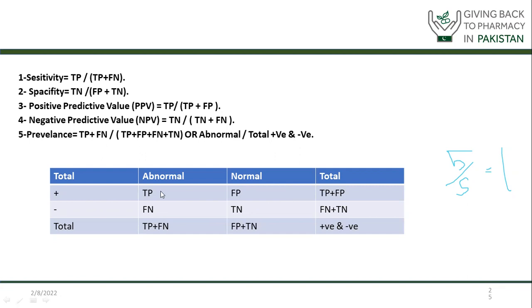And from here we can find out the sensitivity. From the sensitivity point of view, we take the true positive divided by true positive plus false negative. So a false negative value means it is actually a positive patient, but the test tells me that he is negative. So it is a false negative value.